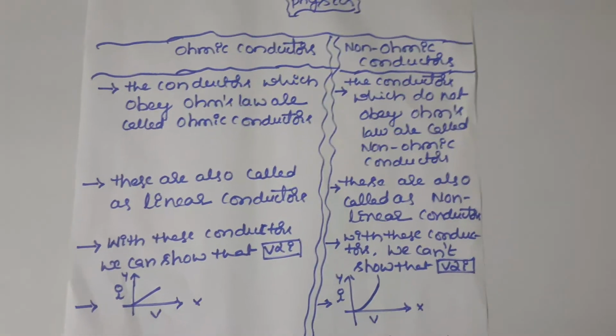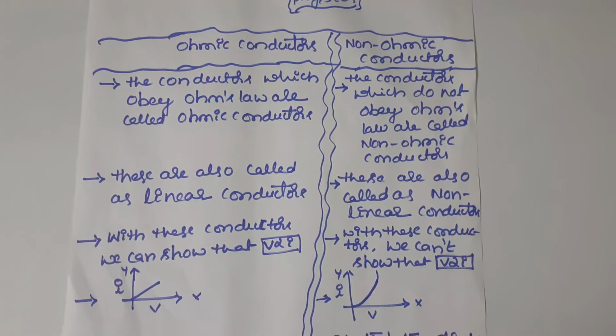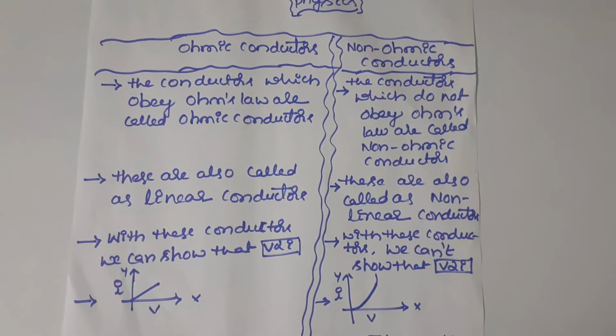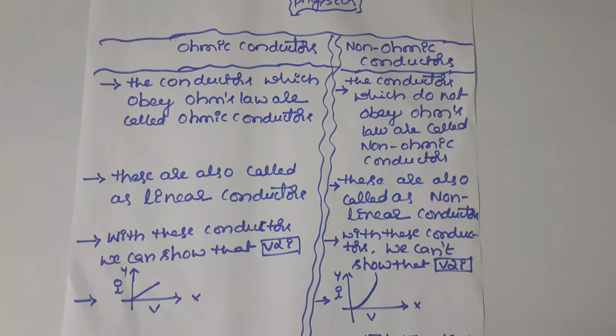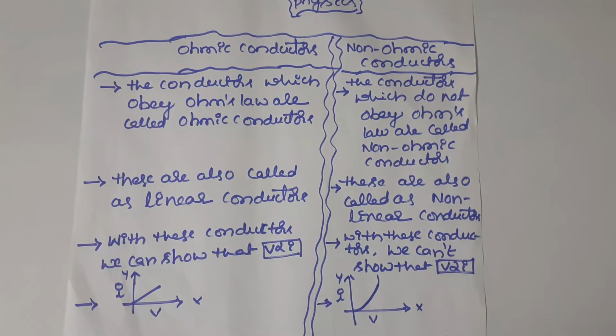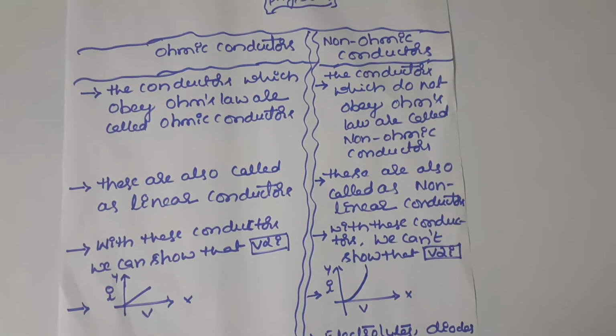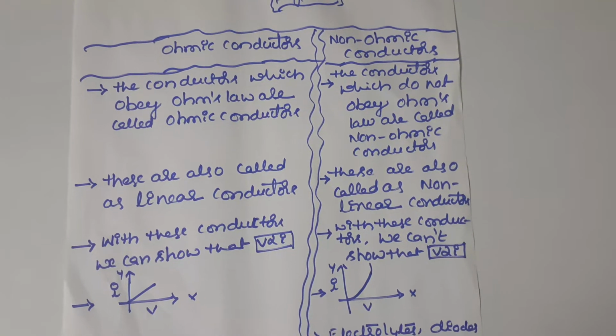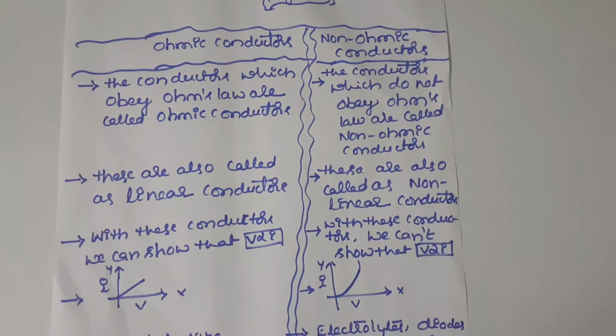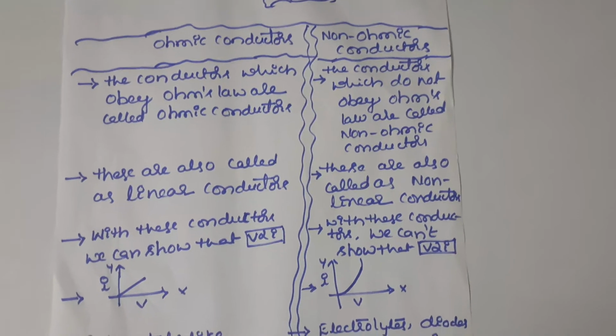With ohmic conductors, we can show that V is directly proportional to I. That is, when you increase the V value, the current value also increases. When you decrease the V value, the current value also decreases. But in the case of non-ohmic conductors, we cannot prove that V is directly proportional to I. It means that here we can verify Ohm's law, and there we cannot verify Ohm's law.